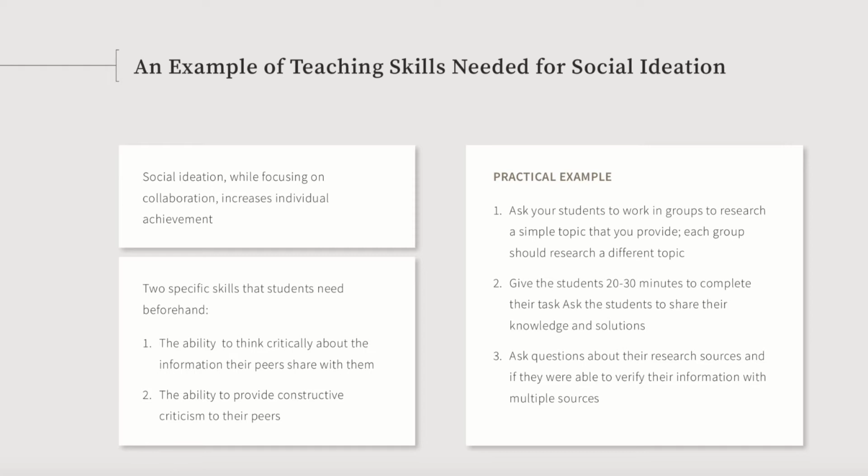Ask your students to work in groups to research a fairly simple topic. Each group should research a different topic. For example, you could ask one group of students to research the number of koalas remaining in the wild and develop two simple solutions for improving their numbers. Provide different topics for each group. Give the students 20 to 30 minutes to complete their task. Walk around and help groups who are struggling.